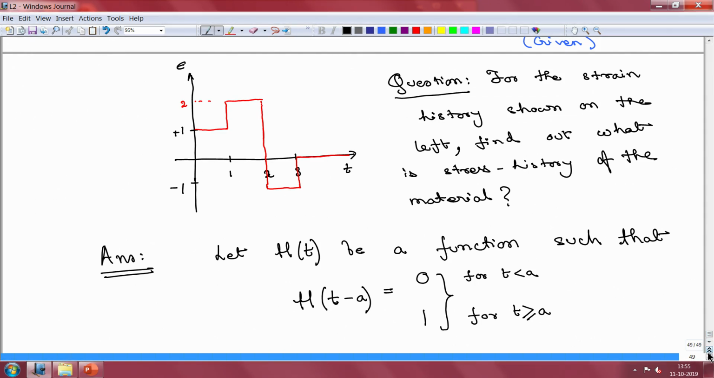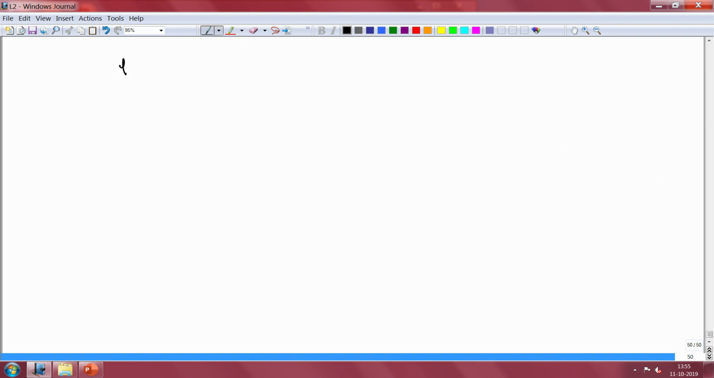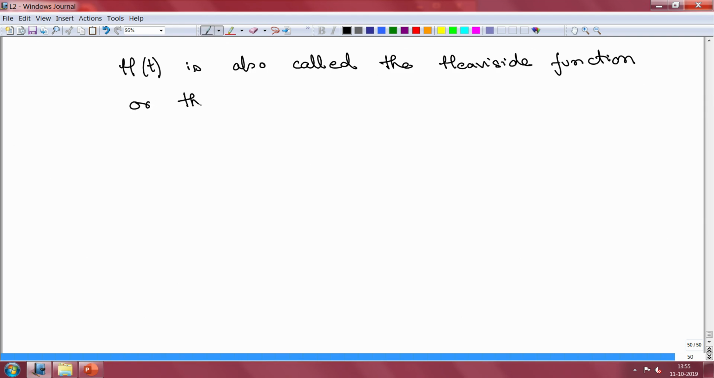This is also called the Heaviside function. So, h(t) is also called the Heaviside function or the unit step function. Why is it called the unit step function? Let us quickly look at this in a graphical form. Okay. So, let us draw this.